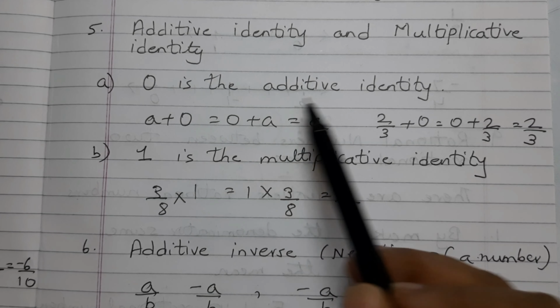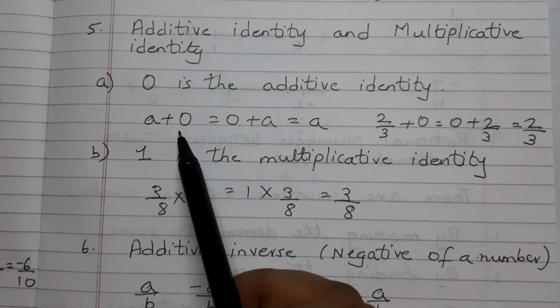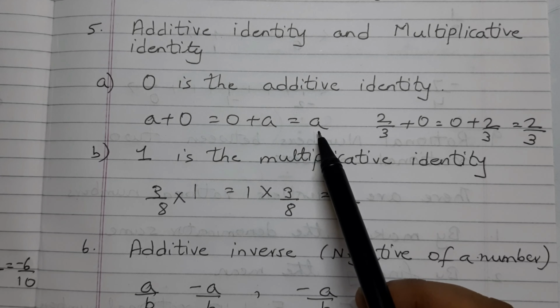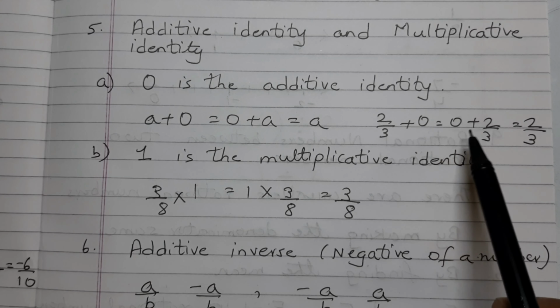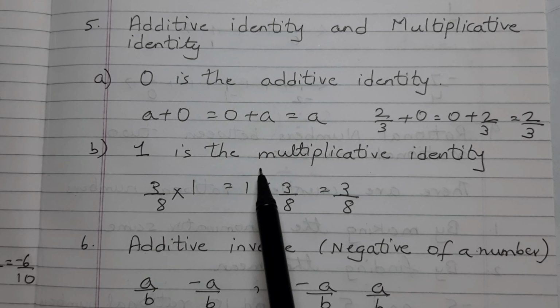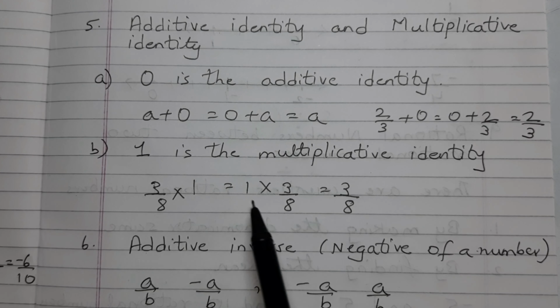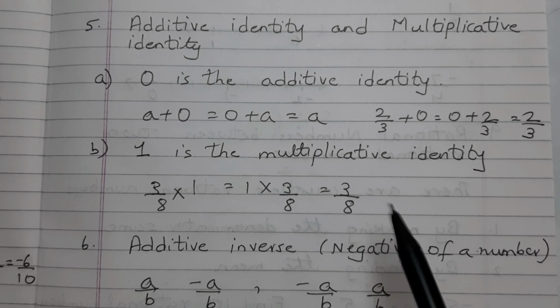Next we have additive identity and multiplicative identity. 0 is the additive identity, which means that any rational number when added to 0 or 0 added to any rational number gives back the same rational number. 2 by 3 plus 0 is equal to 0 plus 2 by 3, which equals to 2 by 3. 1 is the multiplicative identity. Any rational number multiplied by 1 or 1 multiplied by any rational number gives back the same rational number.